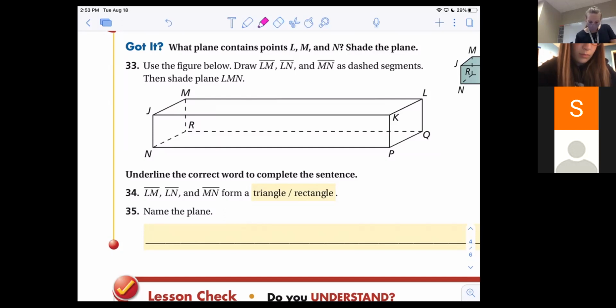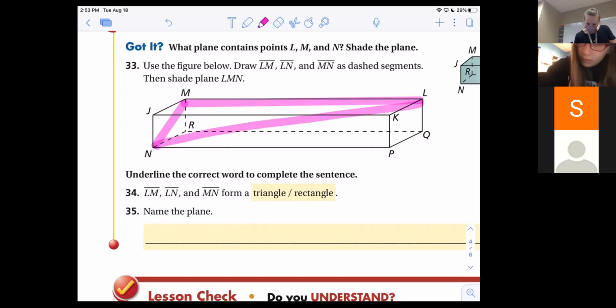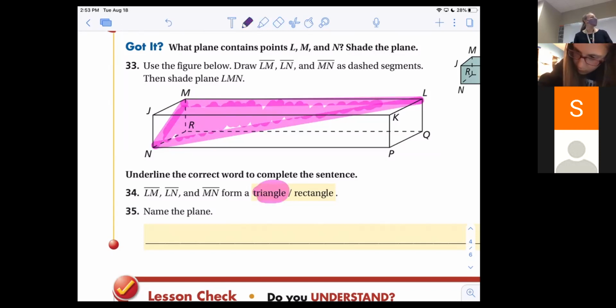Okay, so I'm going to highlight MN. I'm going to highlight LM and NL. Did you tell me it made a triangle already? Mm-hmm. Perfect. Now it says name that plane. What do we want to name it? LMN.